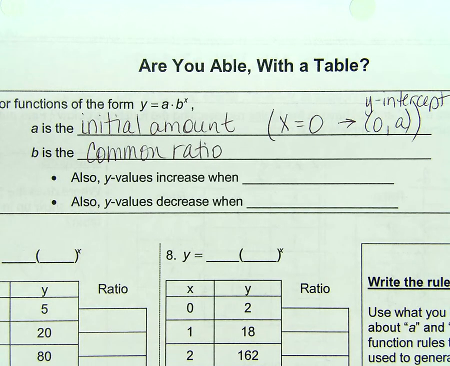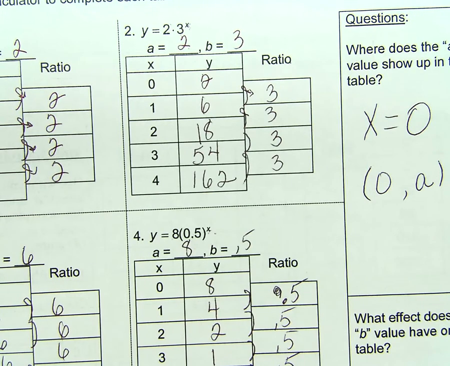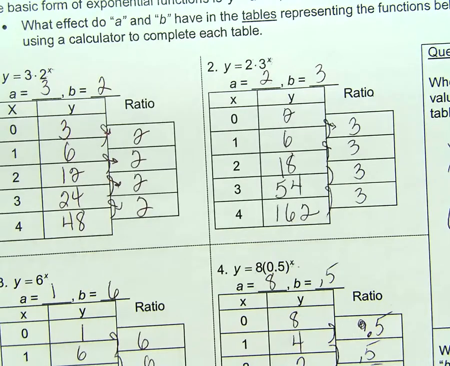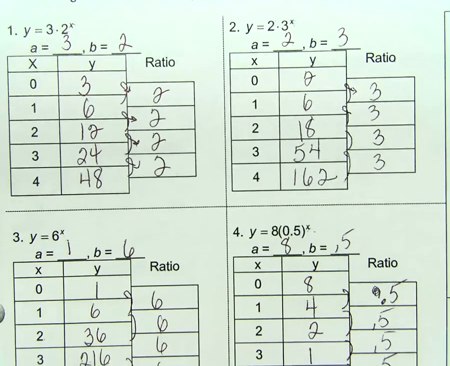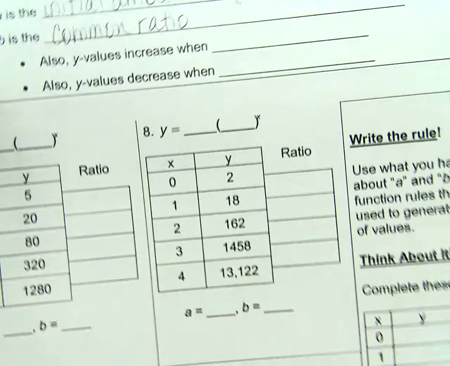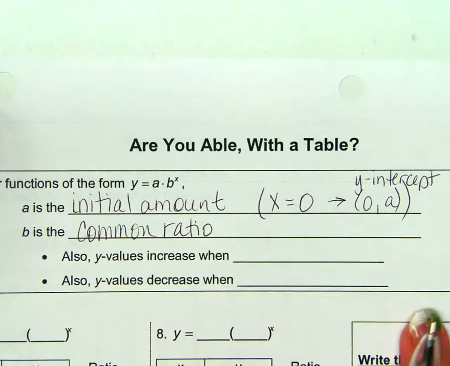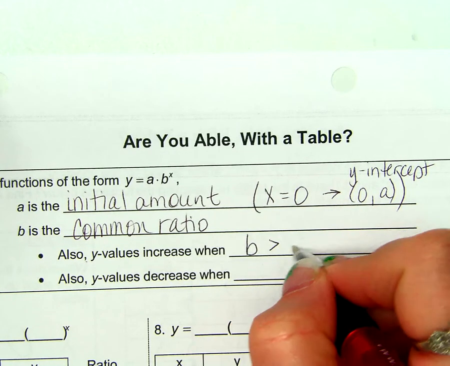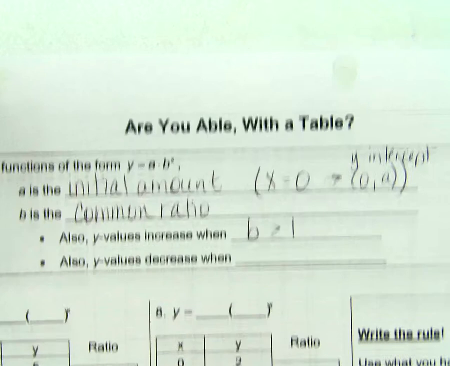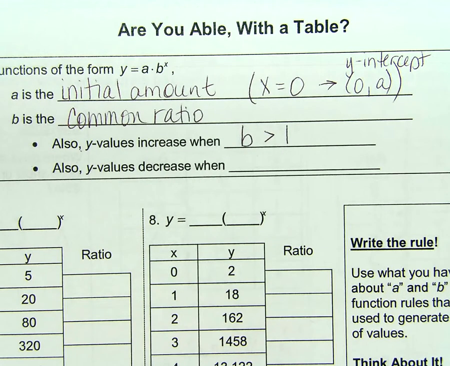We may have to look back at the previous page, look back at the other side, but I need you to tell me when y values are increasing. When do the y values increase? Some people said it's a whole number, and that's close. Okay, it's close. But we want to be more specific. Okay, we want to say y values are increasing when B is greater than 1. Y values increase when B is greater than 1.